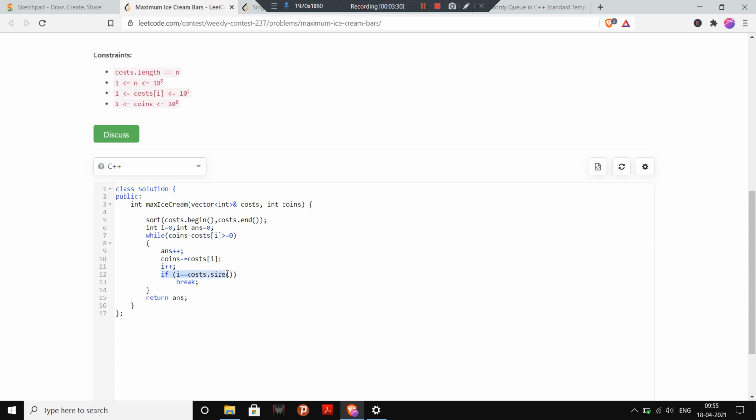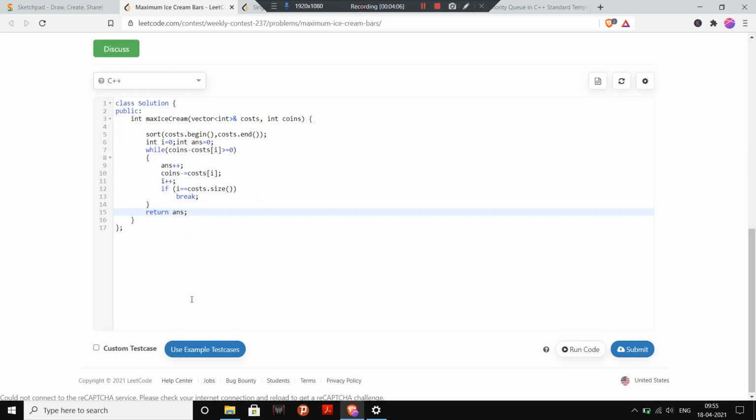While moving to the next index, if I reach the end of the cost vector, because the last index of the cost vector is cost.size() minus 1, so if i becomes cost.size(), I will come out of this while loop and return the answer, which is the maximum number of ice creams that I can buy using these coins.